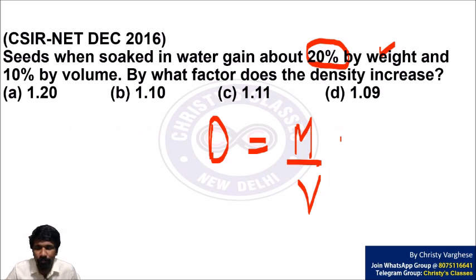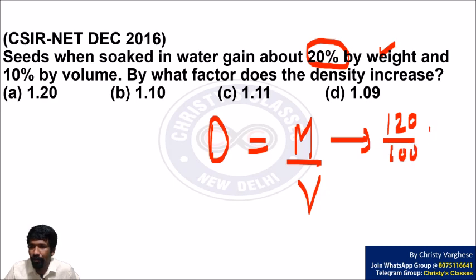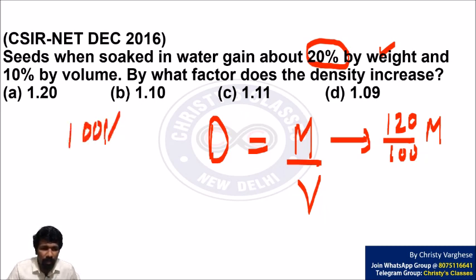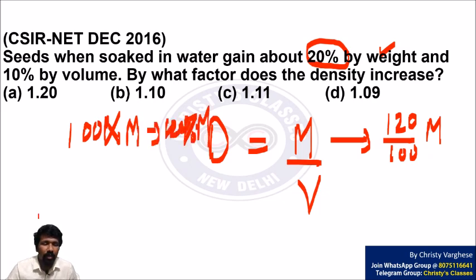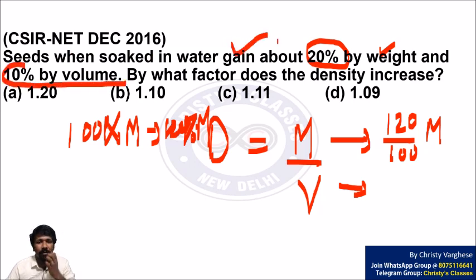20% by weight means M is becoming 120% of M. Why 120% of M? In monetary problems and many other chapters we discussed, data interpretation also, 20% gain means 100% of M is becoming 120% of M, because M means 100% of M. To that value you are adding 20% of M. So mass is becoming 120% of M, and volume is becoming what? 10% increase. Gain of about 10% means a 10% increase in the volume. So if the initial volume is V, the final volume will be 110%.